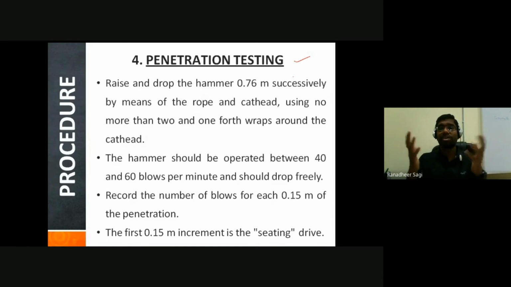So the higher the number of blows, the more it indicates the soil is relatively stiff or relatively strong. The lower the number of blows required for that 1 foot depth of penetration, the more the condition of the soil is relatively loose or relatively soft. That's all we can understand regarding the condition of the soil, depending on the SPT N value you are going to get.